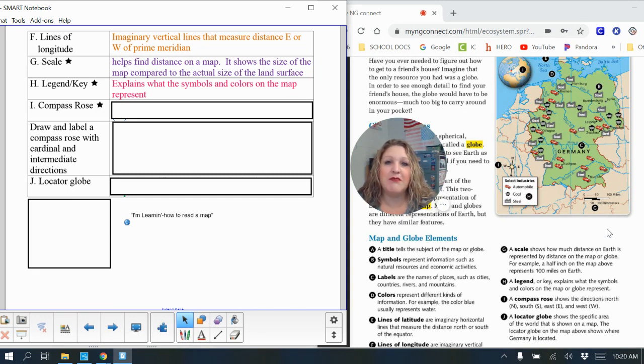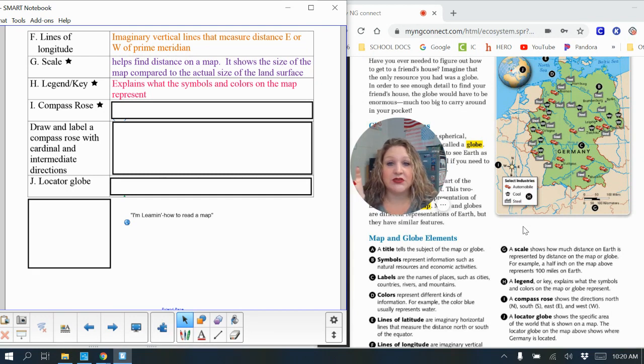We might not always need to measure distance on a map, but we are always going to need to know what we're looking at on a map. So a legend or a key explains what the symbols and colors on the map or globe represent. So when we look at the map over here again, H, here's our key. And we are looking at select industries, because remember, this map's about economy. So an industry is what makes money. And these are the 3 major things that make money in Germany: automobiles, coal, and steel. And so that's where we're going to be looking for those things on the map.